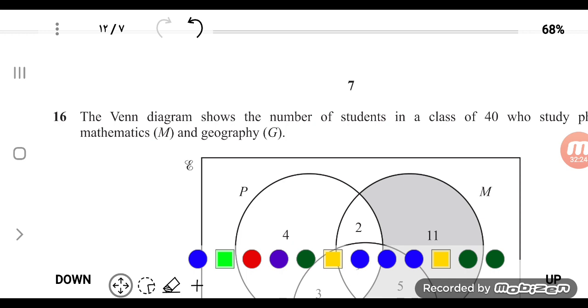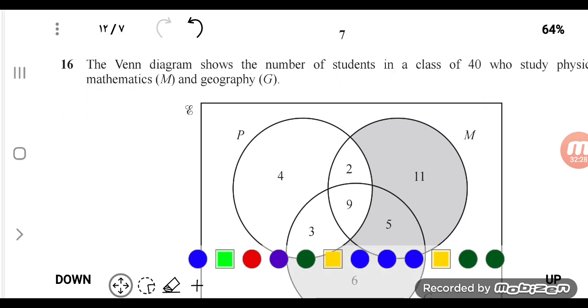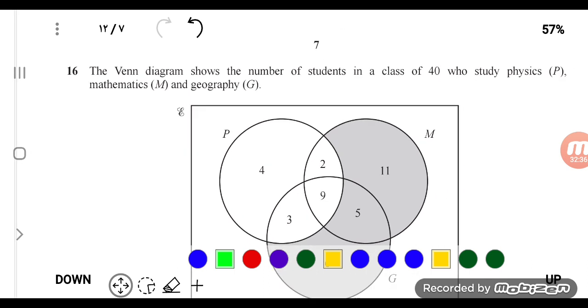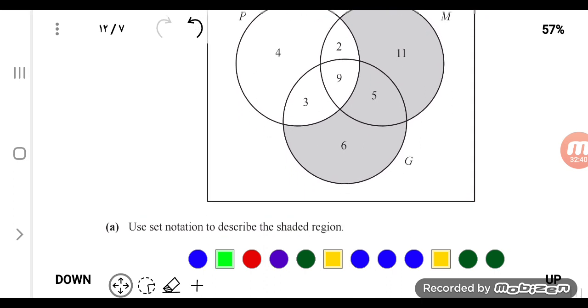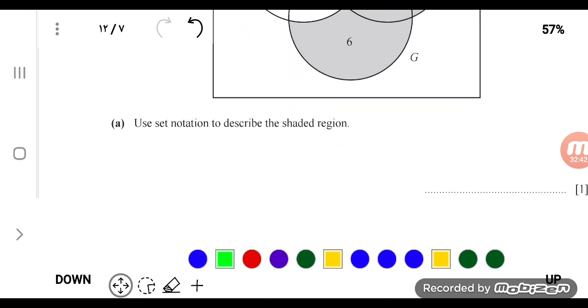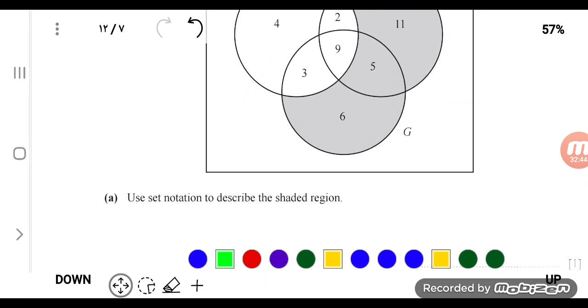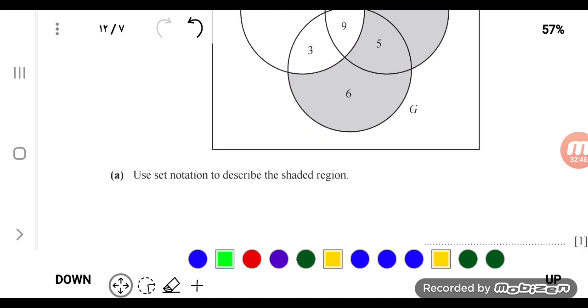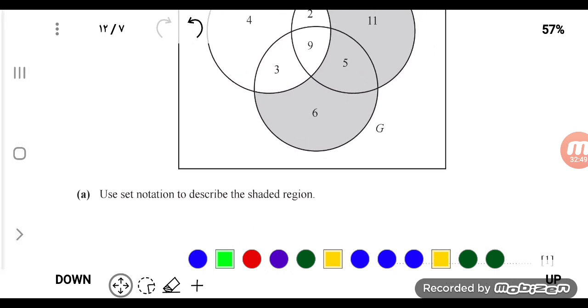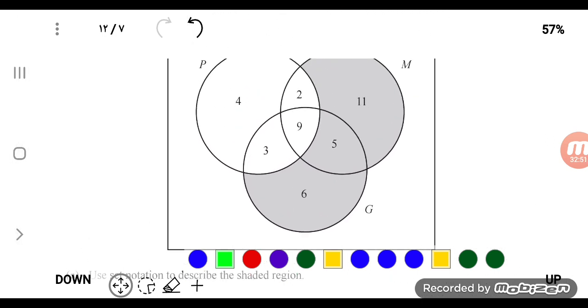Let's see now next one. Okay, here you are given a Venn diagram. The Venn diagram shows the number of students in a class of 40 who study physics, mathematics, and geography. So you have 3 sets. Use set notation to describe the shaded region. That's the first question.